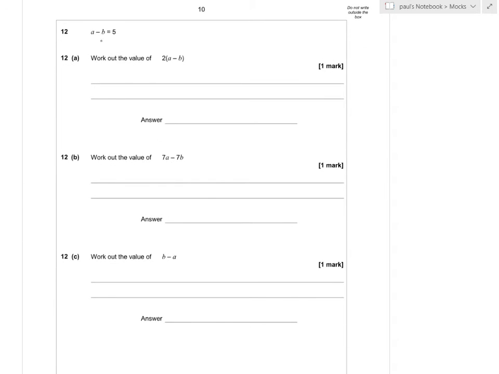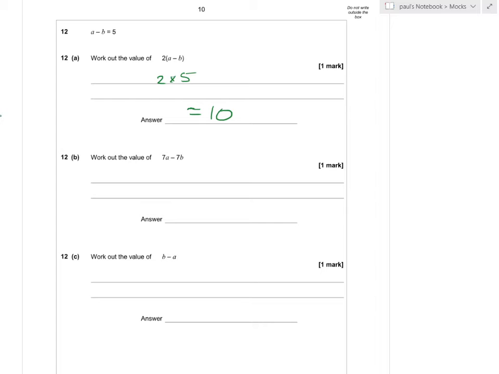A minus B equals 5. Work out the value of 2A minus B. Well, it's just going to be 2 times 5. Really? So that seemed very easy. Or did I do something very wrong?